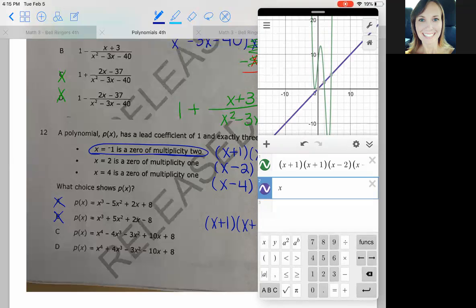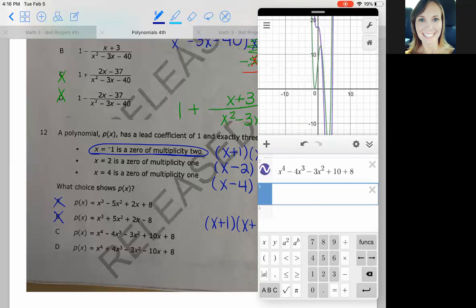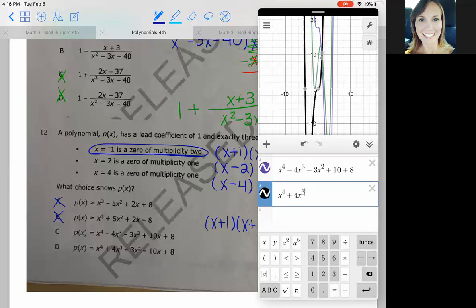So if I type in the first one, I get x to the 4th minus 4x cubed minus 3x squared plus 10x plus 8. And then if I type in D, I have x to the 4th plus 4x cubed minus 3x squared minus 10x plus 8.